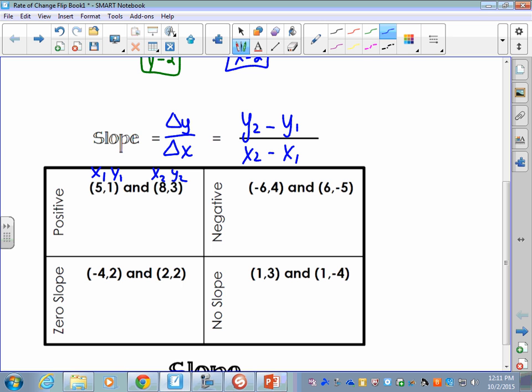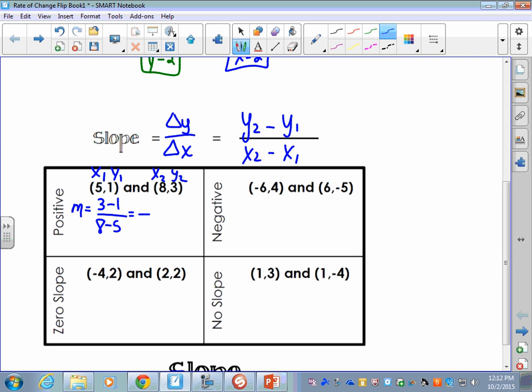Thank you, Nicholas. Alright, so we're going to put it into the formula. What number represents our y2? 3. So on top, we're going to do y2 minus y1. So that would be 3 minus 1, because y1 is the 1. On the bottom, we're going to do x2 minus x1. So what number represents our x2? 8. So we're going to do 8 minus, who's our x1? 5. So 8 minus 5 is on the bottom.